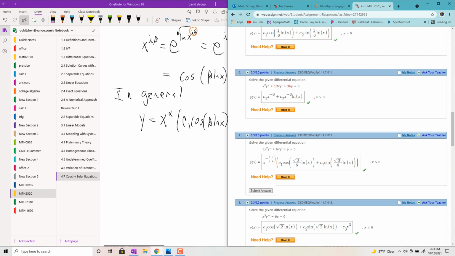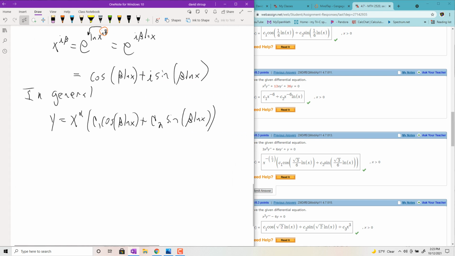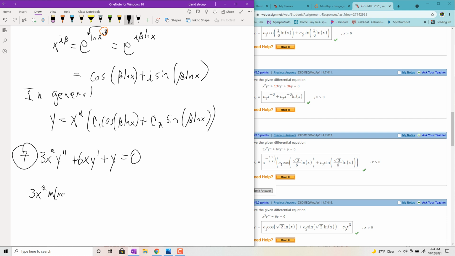Anyways, let's look at one of these problems. Number 7 looks nasty enough for our purposes. 3x squared y double prime plus 6x y prime plus y equals 0. And again, hopefully you get to the point where you just remember what the y double prime, y prime, and y are, so you don't have to derive it every time. So here it'll give us 3x squared times m minus 1 x to the m minus 2 plus 6x times m x to the m minus 1 plus x to the m.